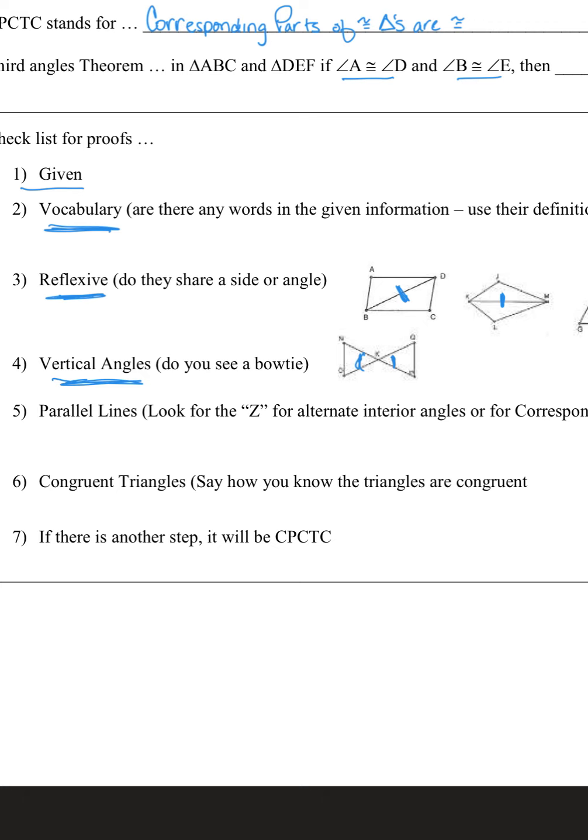The next one is your Z angles. That's where you're given a picture that's like the parallelogram. If it gives you arrowheads, then you're looking for this Z shape, because if you see the Z, then that means these two angles are congruent. At that point, you should be able to say that the triangles are congruent, which we're going to learn about today. And then if there's any step beyond that, then we're going to use CPCTC.